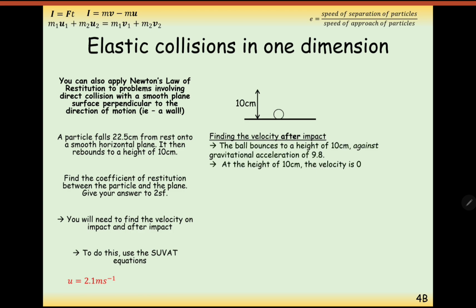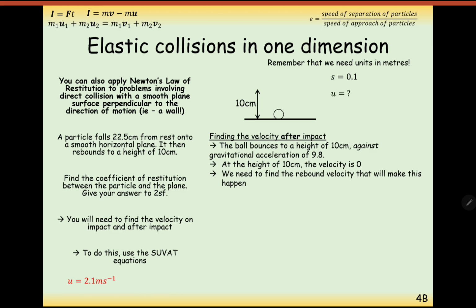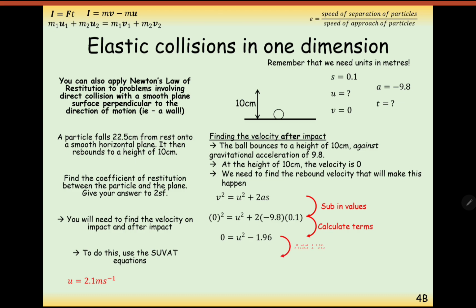Then it bounces up to a height of 10 centimeters. So that is going to be 0.1. So substituting these Suvat values, S is 0.1, U is what we want to find out. V bounces up to a stationary point, so V is 0, and A is minus 9.8 because the acceleration is going down towards the floor. So V squared equals U squared plus 2AS. Substituting all those values, and we get U equal to 1.4.